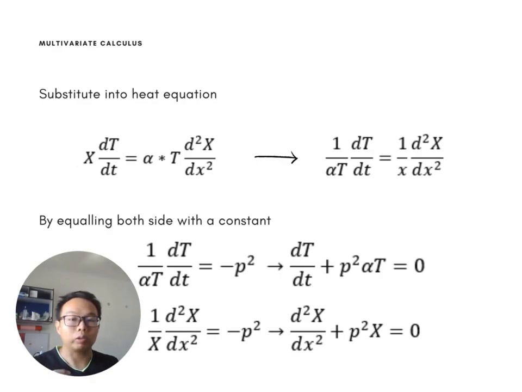And we will have the equation seen on the top left. And we will separate the variables, so on the left side is the variable t and on the right side is the variable x. And below that, we set both sides equal to a constant, which is negative p squared, so that we will have a general form of the ODE.